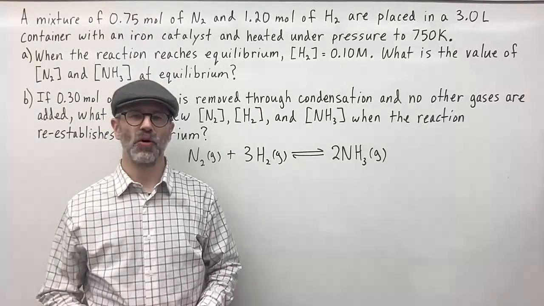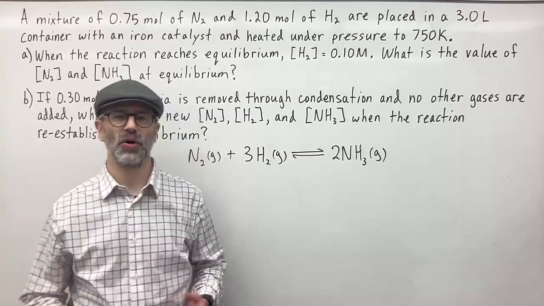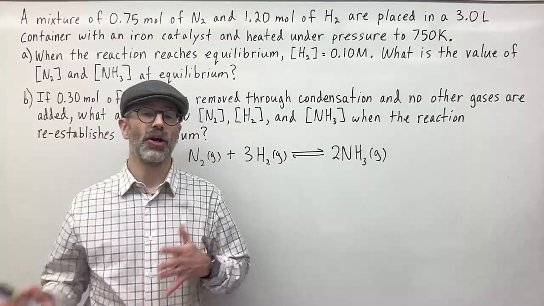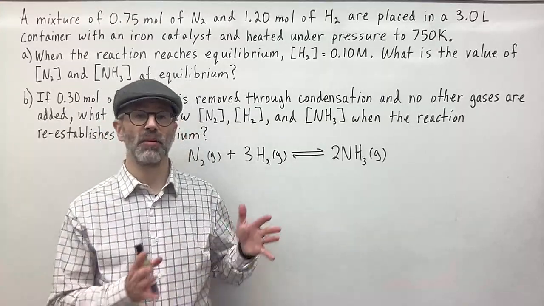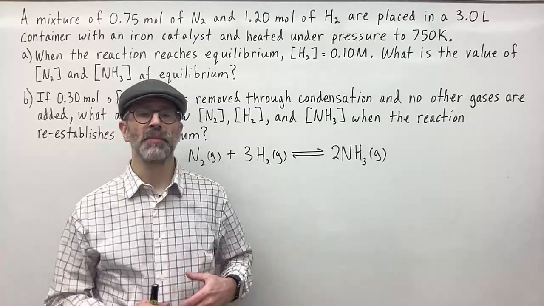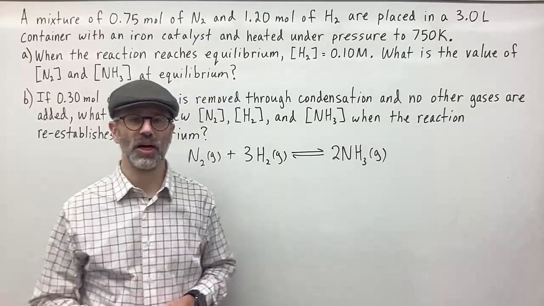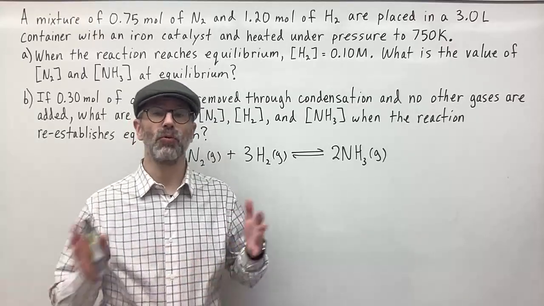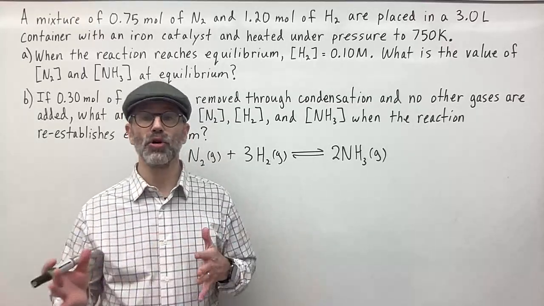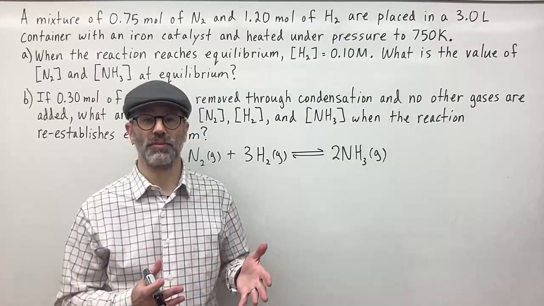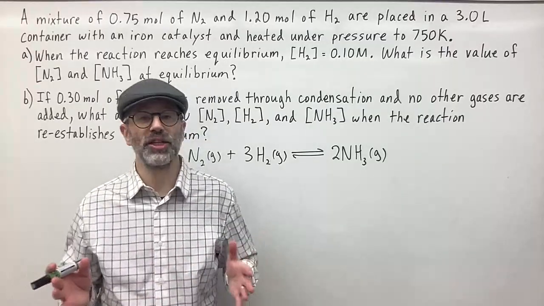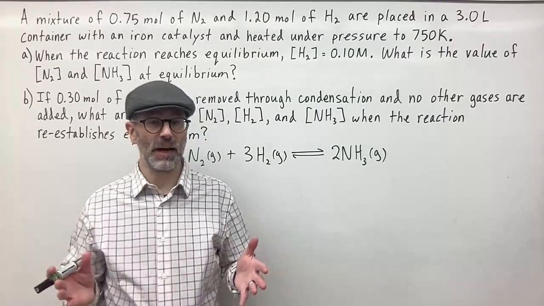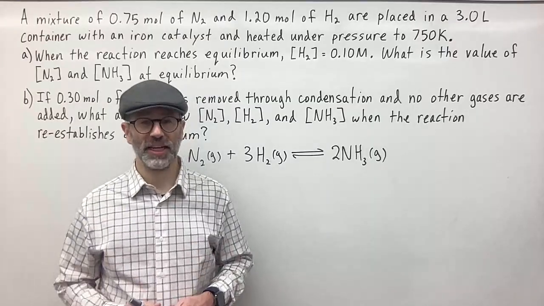My name is Mr. Cobalt, and in this video we're going to be going over a problem where you're given initially some amounts of reactants and then you're told how much of a particular product you have at equilibrium, and then what you do is you add or remove a certain amount of a certain substance and you see what the changes are when it reestablishes equilibrium. So let's get into this.